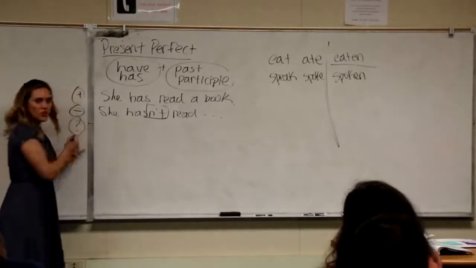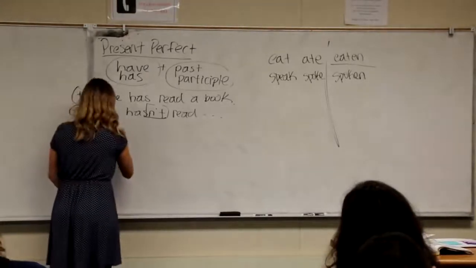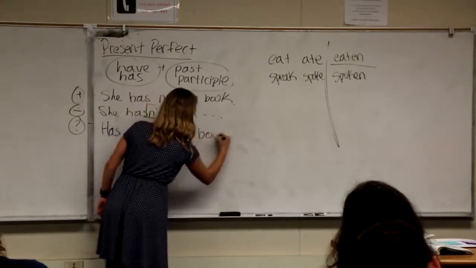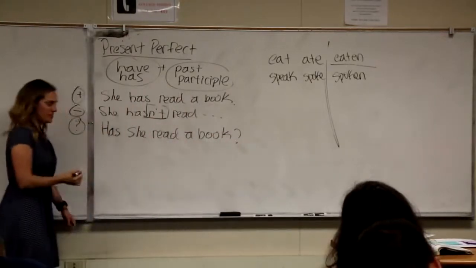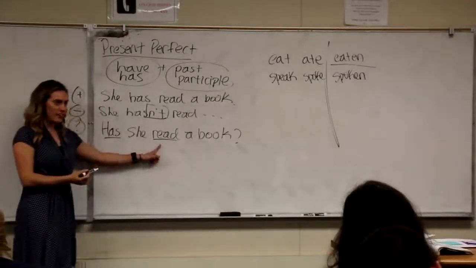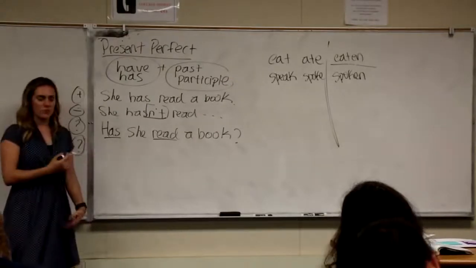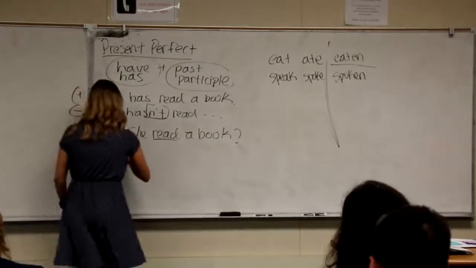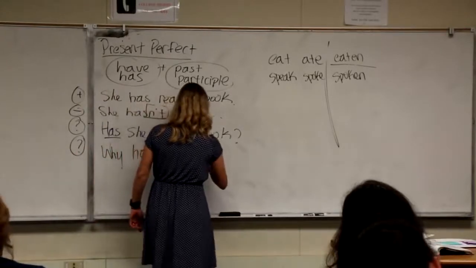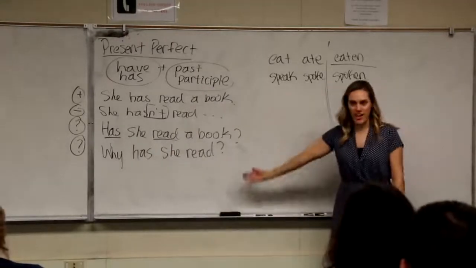How do I make a yes/no question? Has she read a book? Good. So helping verb first, and then the main verb is over here, right? Verb, subject. How do I make a WH question? Why has she read a book? Perfect. Okay? So you can do that, right?